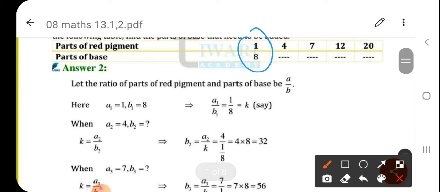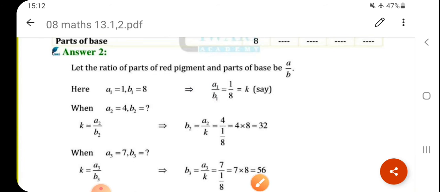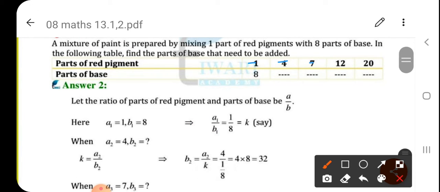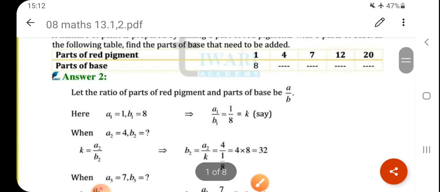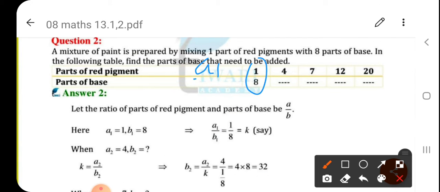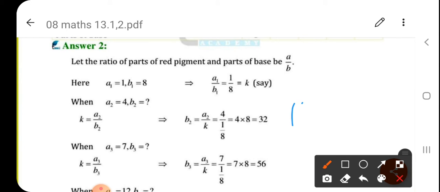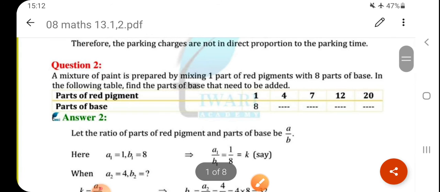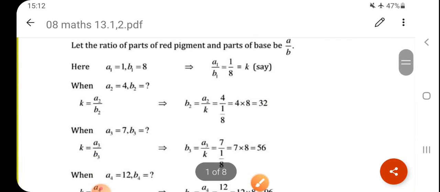You can consider the first ratio as a constant. Here you can consider A1, A2, A3, A4, A5 and B1, B2, B3, B4, B5. So A1 by B1 is 1 upon 8. A1 upon B1 is equal to 1 upon 8, and you can consider that as a constant K. So K is equal to 1 upon 8, and it will be the same throughout the data because the variation is direct. So this ratio will be constant.